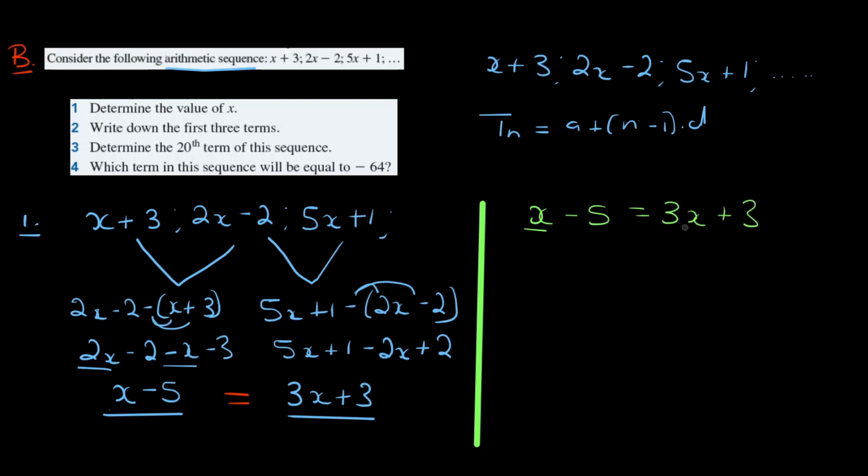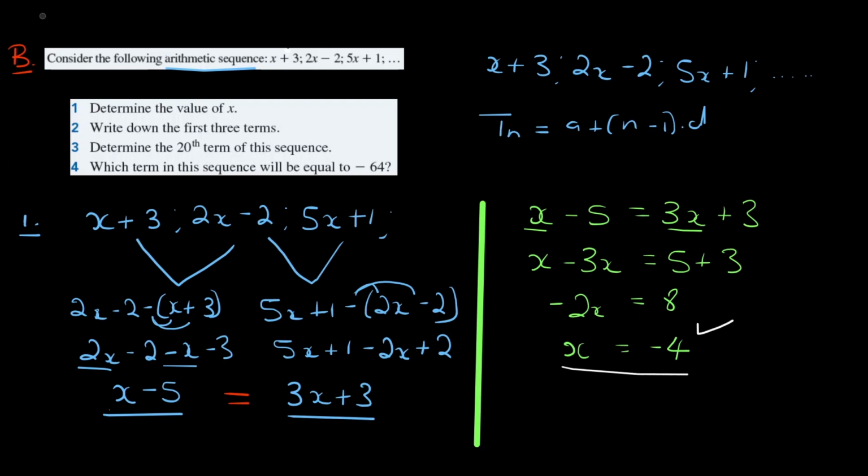Then we solve for x. We group the like terms, x and x. We can take the 3x to the left hand side. We'll have x minus 3x equals, take the 5 to the right hand side, 5 plus 3. Then we have minus 2x is equal to 8. Then we divide both sides by negative 2. We have x is equal to negative 4. So our x value is equal to negative 4, and by that, we have answered the first question.